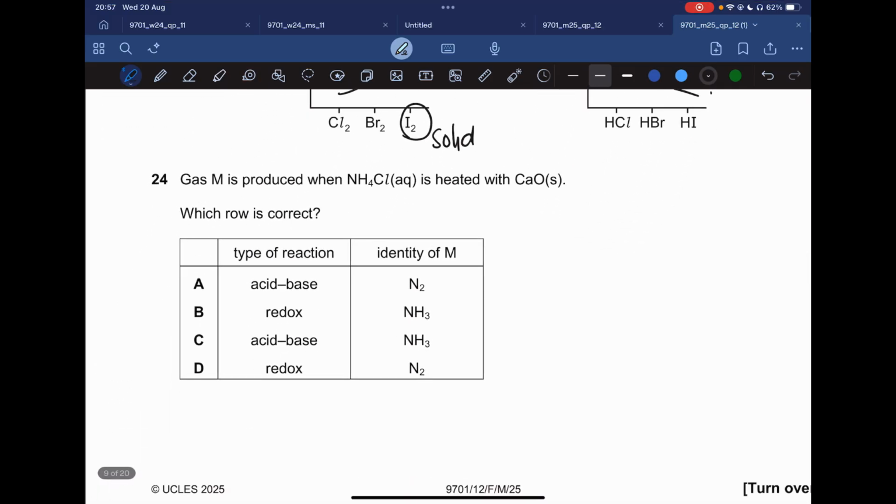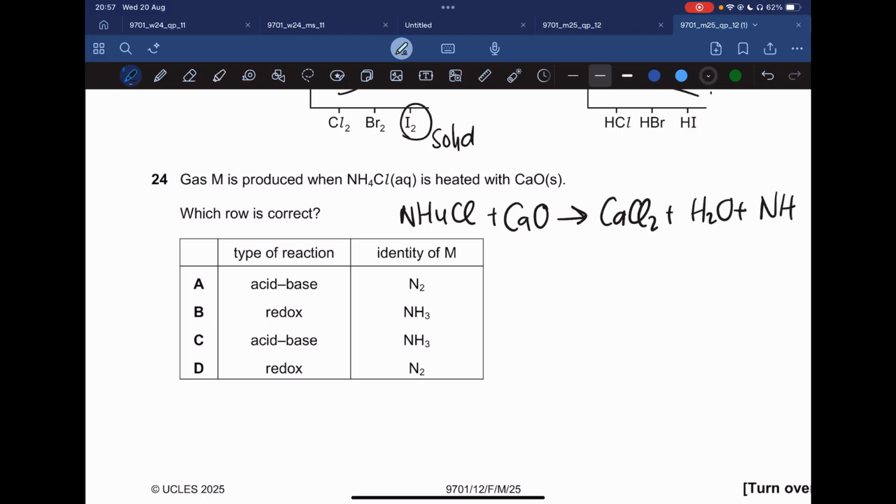Gas M is produced when NH4Cl is heated with CaO, which row is correct? So NH4Cl plus calcium oxide will form, okay, this is one of the ones that you need to know. It is CaCl2 plus H2O plus NH3. Okay, this is an acid-base reaction, so we are looking at C.